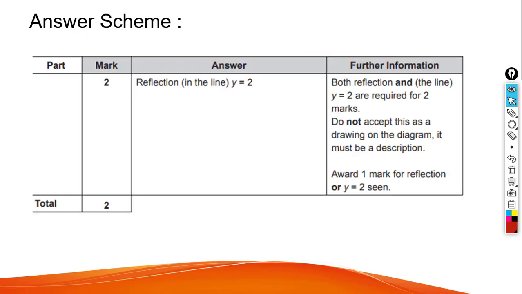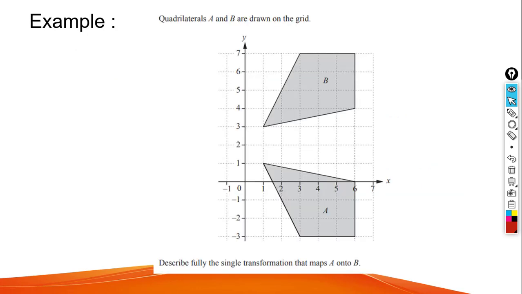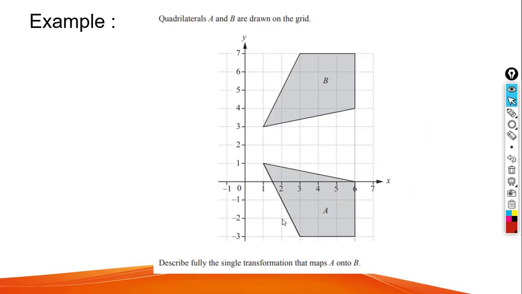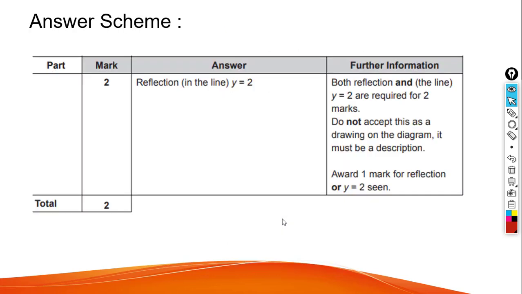Okay, so let's look into the answer scheme here. It is actually a reflection in the line y equals 2. How can you identify the line? You can see the distance between the shapes and estimate the line of reflection. Of course, you need to state the line of reflection, which is y equals 2. It is very important. Both reflection and the line y equals 2 are required for 2 marks. They will not accept a drawing on the diagram. It must be a description, because the question says describe. They will not give you the mark if you only draw on the diagram. You need to describe it.